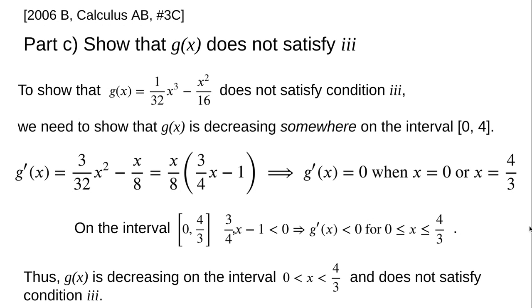So if g prime of x is negative on the interval from 0 to 4/3, g of x is also decreasing on that interval. That's the first derivative test. And therefore, the g of x from part B cannot satisfy condition 3.